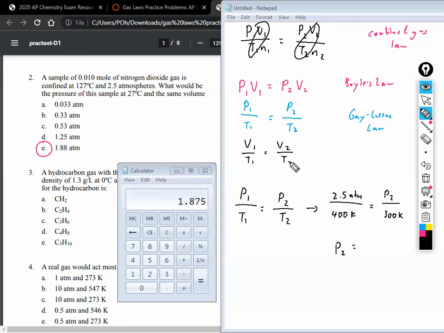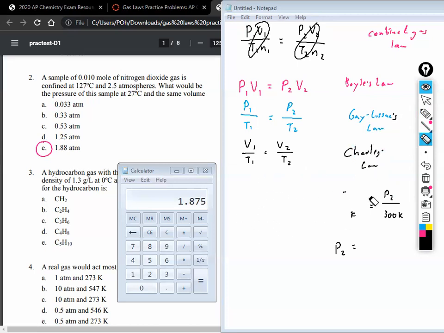V1 over T1 equals V2 over T2. And this one is Charles' law. Sorry, these guys all have apostrophes. Do you guys see that? We can get all of the gas laws from this combined gas law.